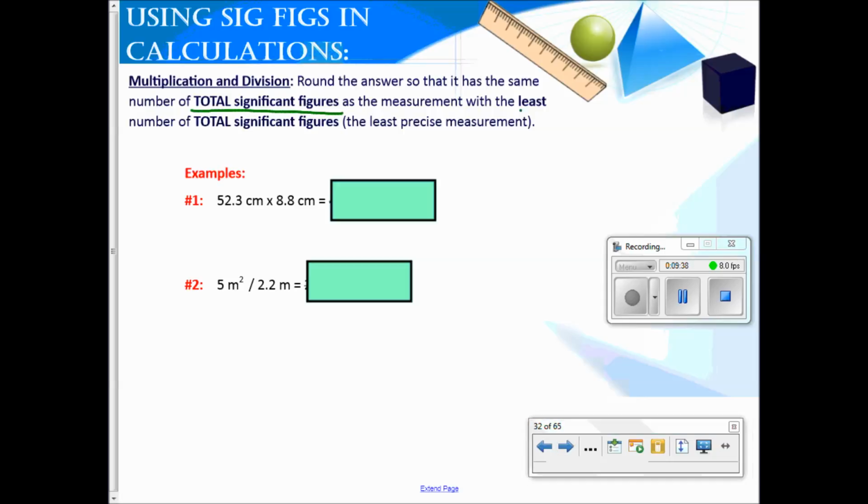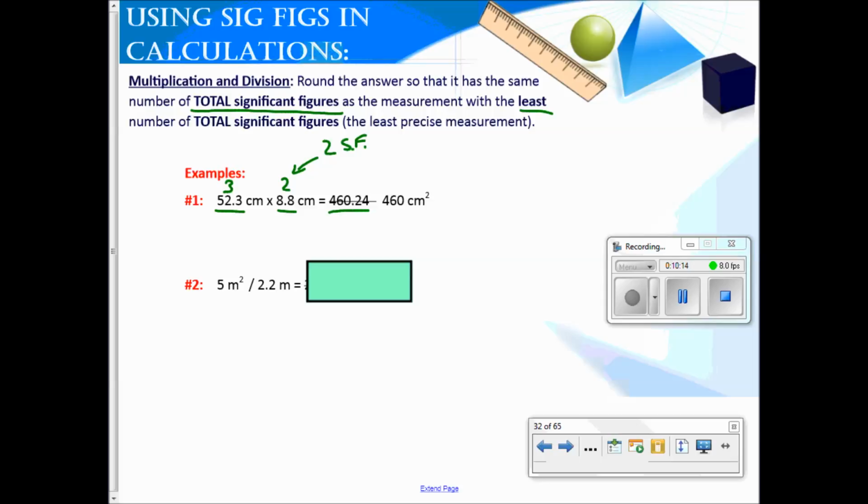Now with multiplying and dividing, you round the answers so that it has the same number of total significant figures as the measurement with the least. So with adding and subtracting, you're looking at the number of places past the decimal. But with multiplying and dividing, you're looking at the whole number. So if we do 52.3 times 8.8, we first have to look at how many significant digits does 52.3 have. It has 3. 8.8 has 2. So we have to go with the least. And so our answer can only have 2 sig figs. So if you punch that into your calculator, you're going to get 460.24.